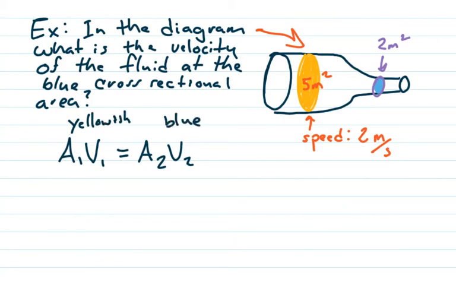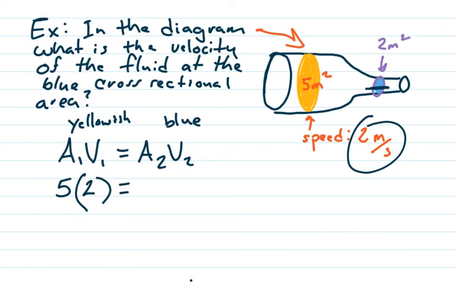Okay, so I want to find out what the velocity is here in the pipe. Now, this formula is going to tell us the velocity is going to increase as the cross-sectional area decreases, right? This is just a proportion. So I'm pretty sure that the velocity is going to increase. It's going to be greater than 2 meters per second. Let's find out. Okay, I have my cross-sectional area here is 5. Oh, I won't put the units, just 5. And my speed is 2 meters per second.